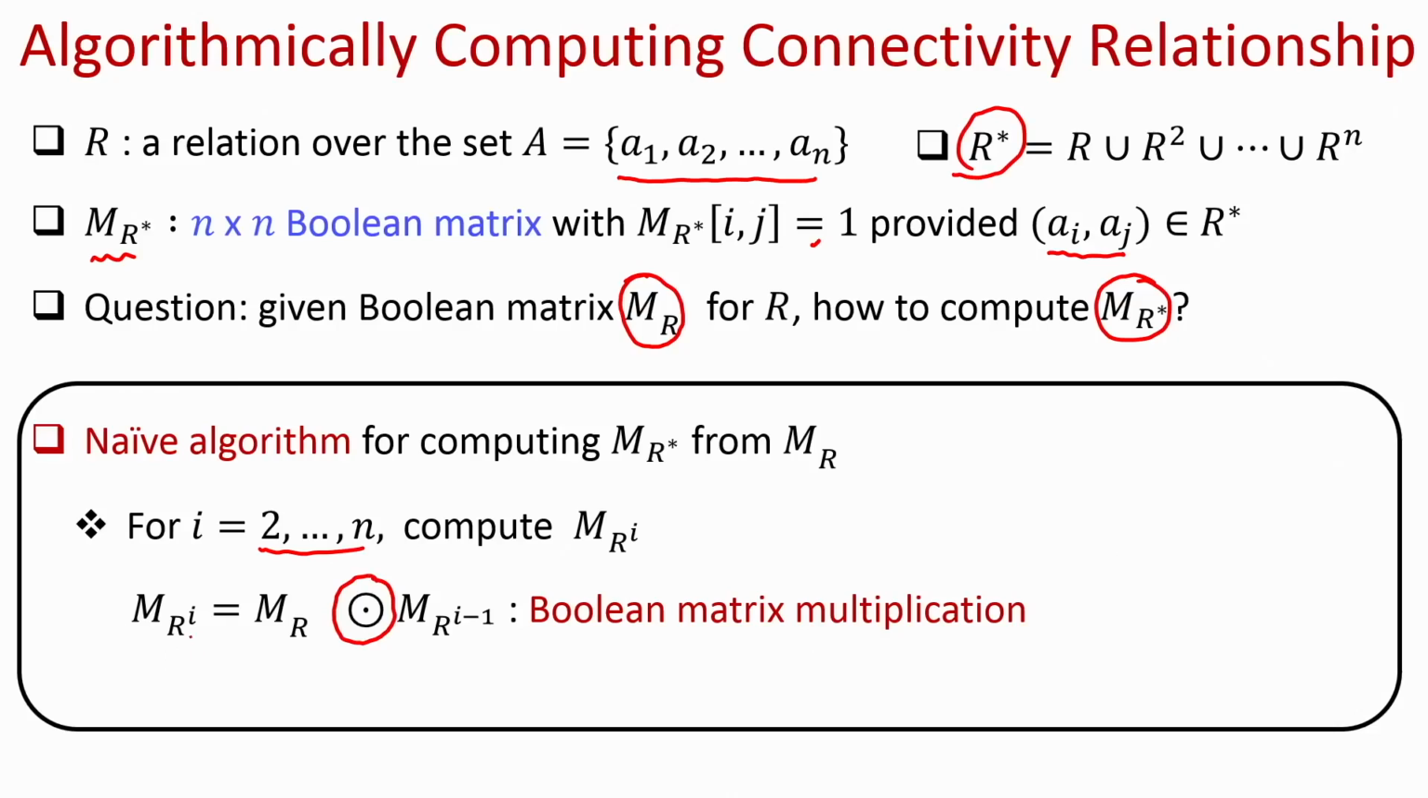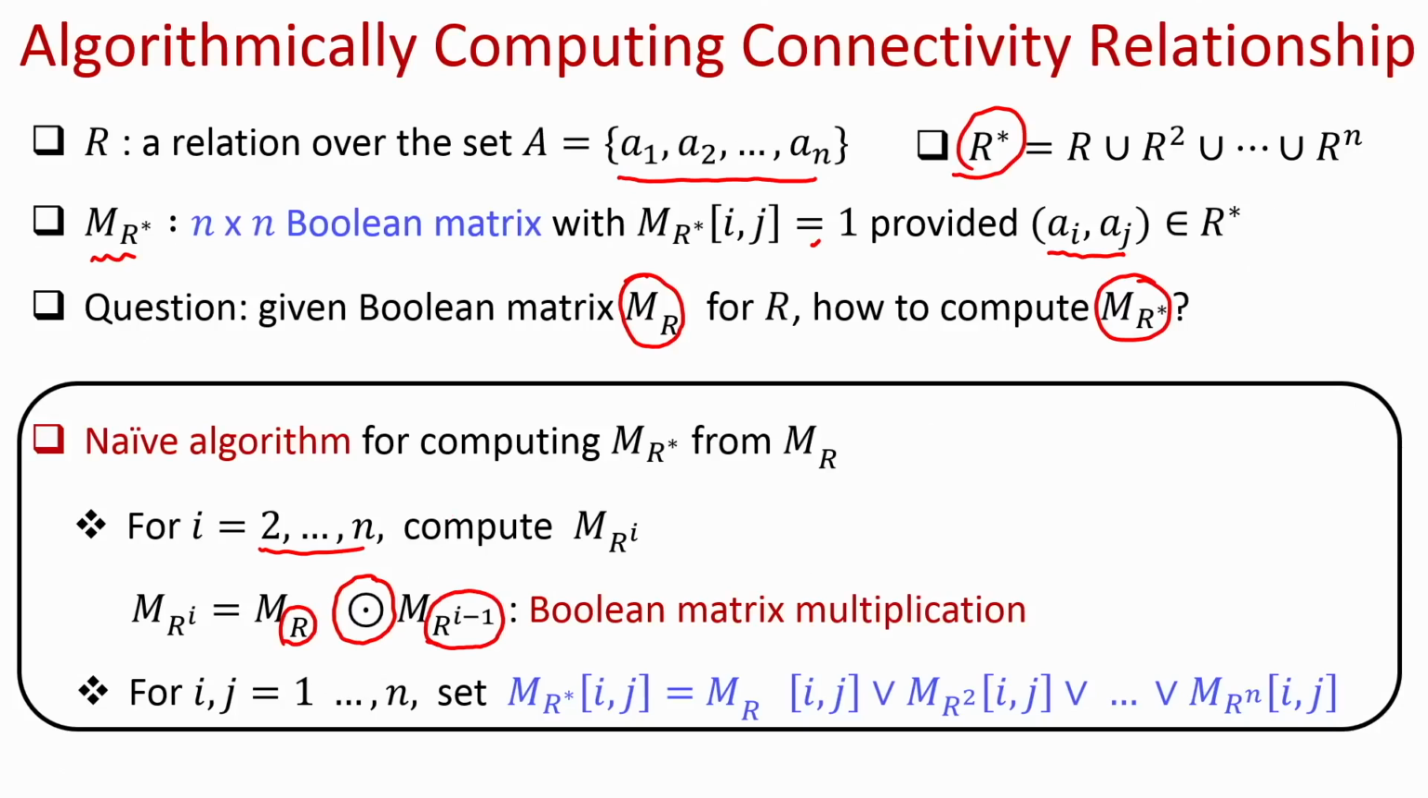And here what I am going to do is to compute the matrix for the ith power of the relation R. I am going to multiply the matrix for the original relation along with the matrix for the i minus 1th power of the relation R, provided I have already computed it. And then I am going to take the Boolean disjunction of the individual n cross n matrices for the different powers of R that I have computed, and that will help me to get the Boolean matrix for this connectivity relation R star.